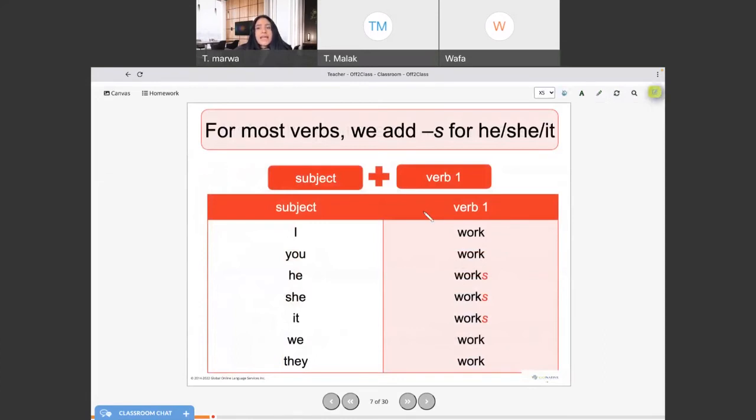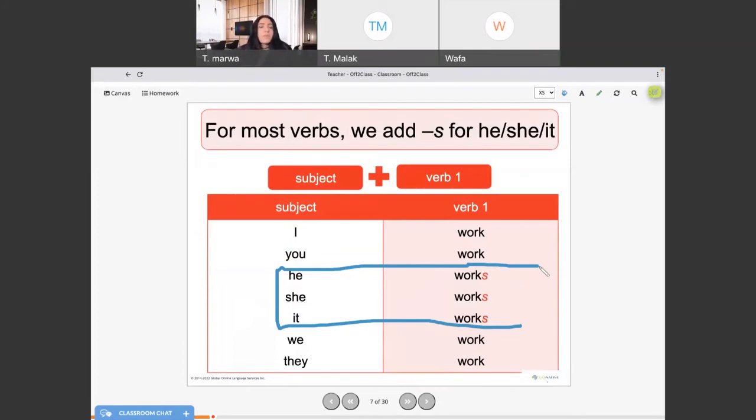So this is the general rule for he, she, it. I add S to the verb. This is the basic rule. I add S to the verb only when I have he, she, it. By the way, this rule is only when the sentence is positive. When the sentence is positive, it's not negative, it's not a question. In questions and in the negative, I do not add anything to the verb.